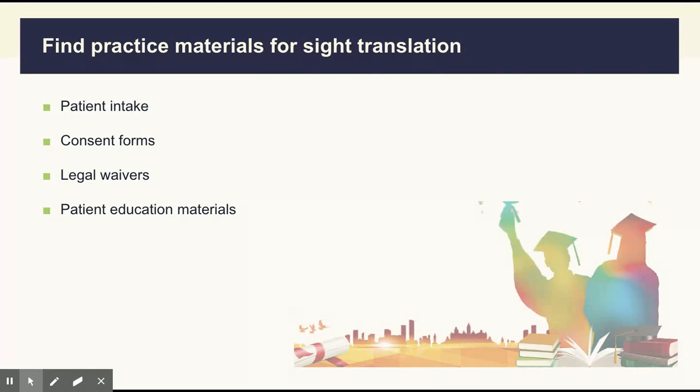Also, for the sight translation, you should find some materials to practice with. You can Google some patient intake forms, informed consent forms for various treatment and procedures, or even clinical trials, legal waivers, healthcare proxy, and patient education material, like a flyer or brochure giving you basic knowledge about certain diseases or how to prevent them. When you're practicing with these, try to record your own answer and grade yourself afterwards. This way you can see where you have missed and improve faster.